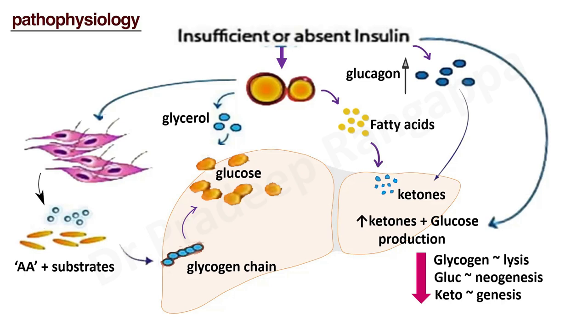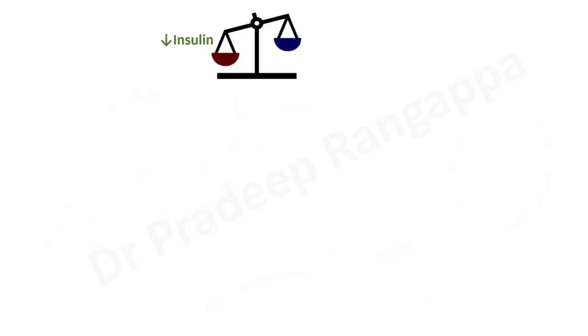So maybe in the exam, you can put it in a figurative format, with fat cells getting broken down and converting to ketones, glycerol converting to glucose, the glycogen chain getting converted to glucose, and increased glucagon producing ketones. This makes things easy for even examiners to appreciate that you have understood the concept well.